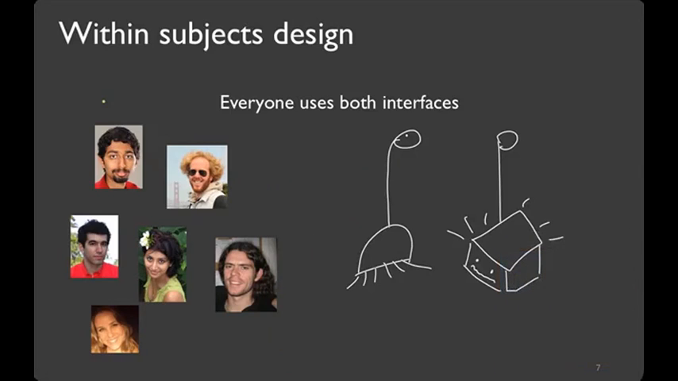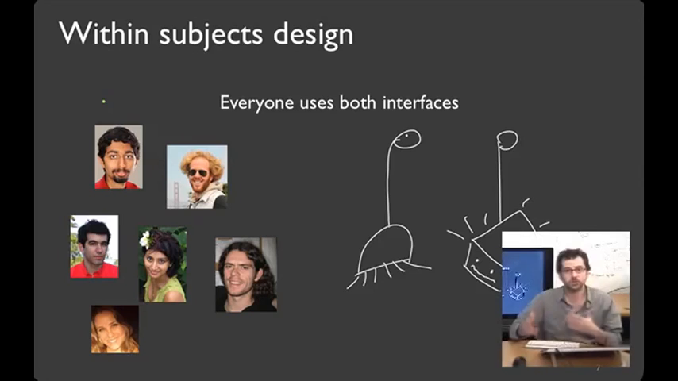Which one are they going to use first? If they use the old interface first, they've gotten practice and they may be extra good or maybe tired when they get to use the new one, and vice versa. So between subjects designs have a worry about individual differences. Within subjects designs have a worry about ordering effects. Is there some way that we can get the best of both worlds?